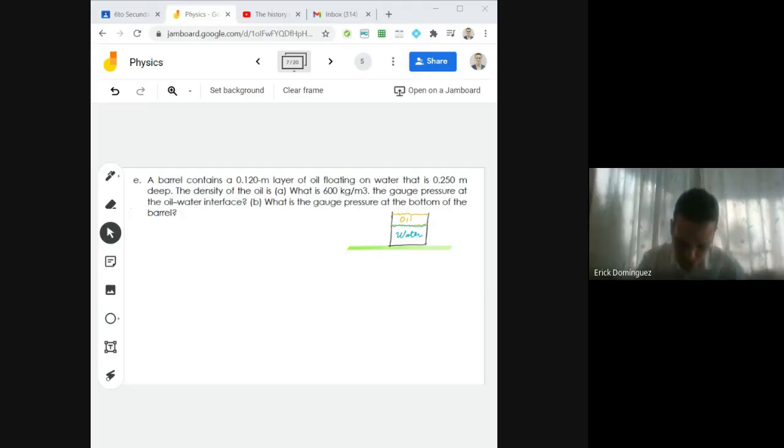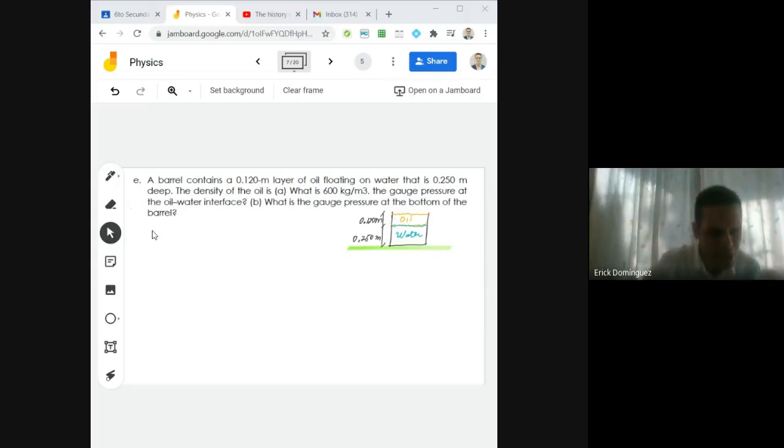We also have here 0.120 meters, and here we have 0.250 meters. Those will be the layers that we have, so at least this will give us an idea. And the question is: what is the gauge pressure at the oil-water interface? What is the gauge pressure at the bottom of the barrel?